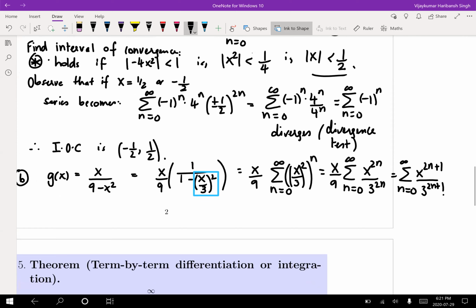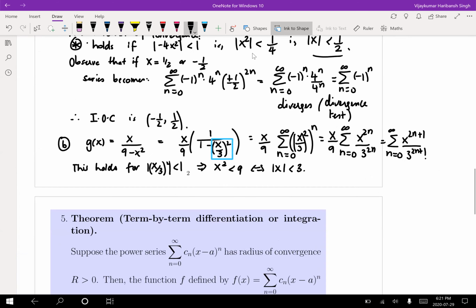Now again, this result holds for the absolute value of (x/3) the whole square less than 1, which implies what? x squared is less than 9, which is possible if and only if the absolute value of x is less than 3. So this is true for absolute value of x less than 3.